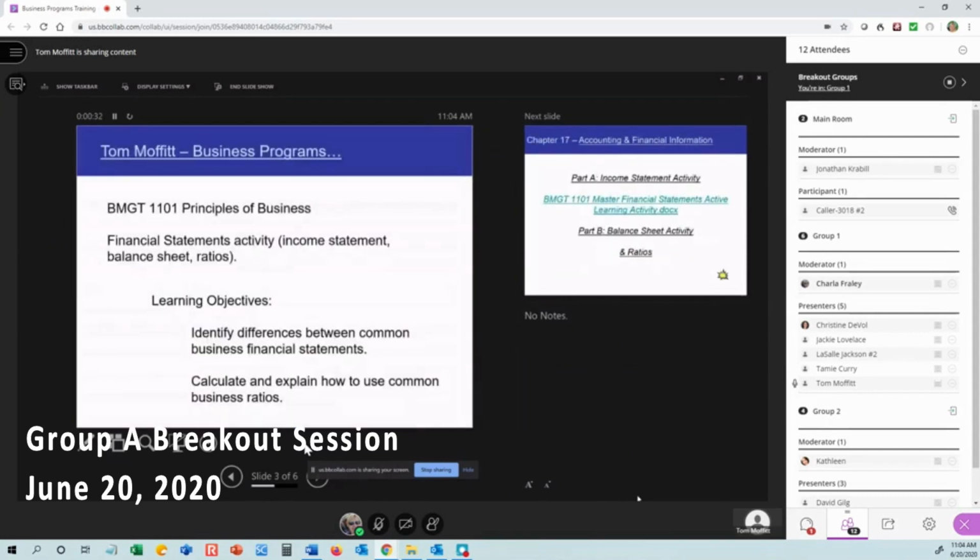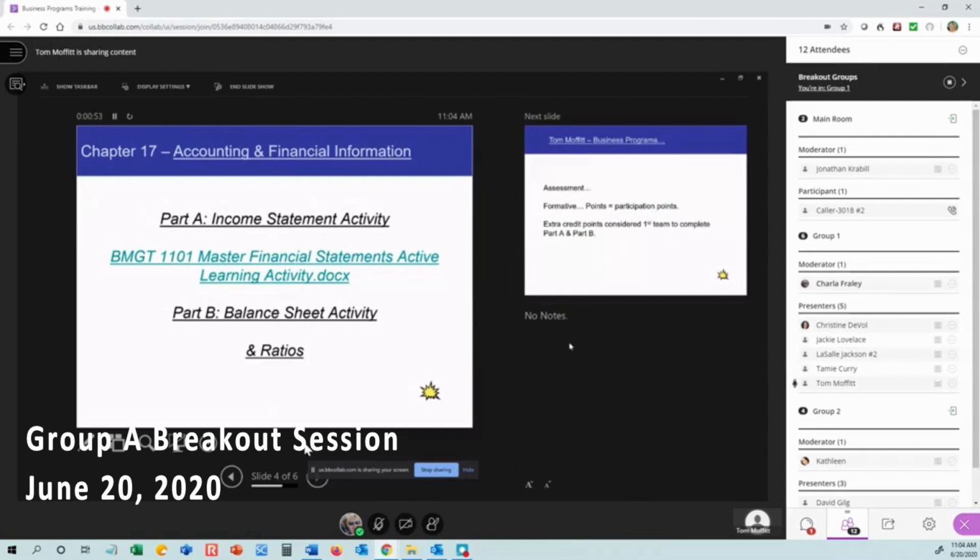The financial statements activity, the one I'm going to be talking about, has to do with income statements, balance sheets, and ratios. A couple of things we want to accomplish: to identify some differences in common business financial statements that students seem to struggle with, and to calculate and learn how to use some of these common business ratios. So that's what we're trying to accomplish. The activity actually has two parts: the income statement, the balance sheet, and ratios.